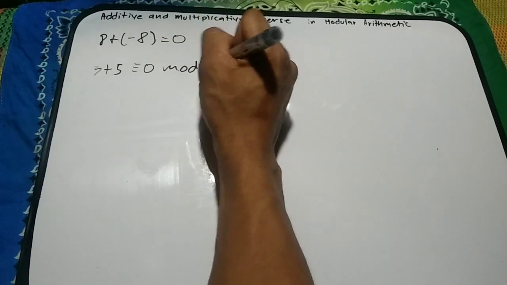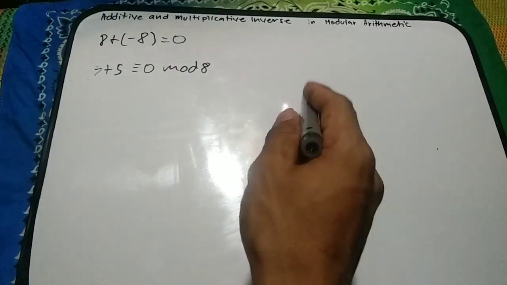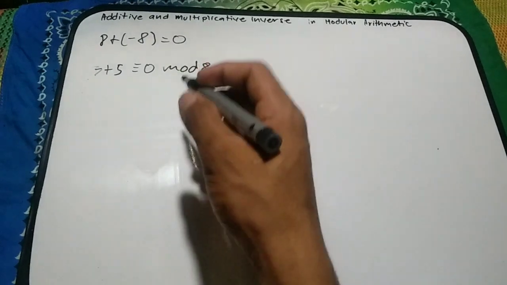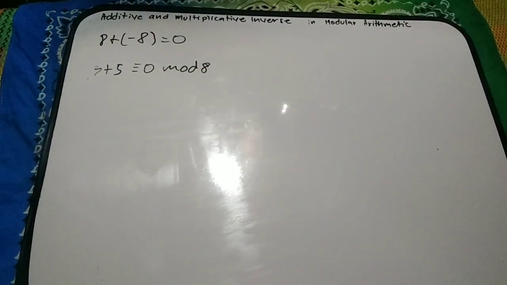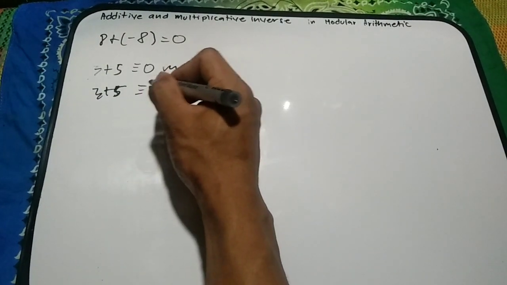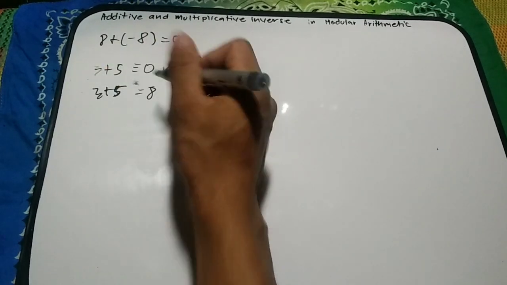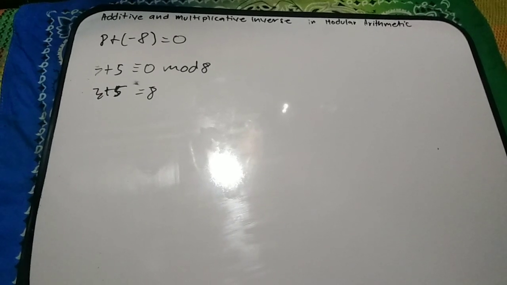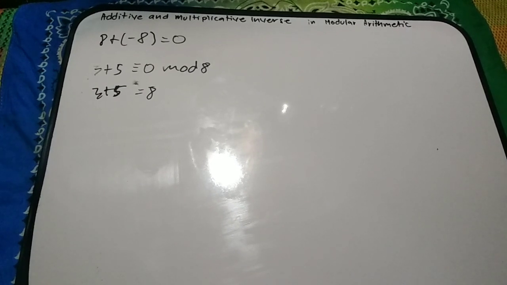Mod 8. Thus, in mod 8 arithmetic, 3 is the additive inverse of 5 and 5 is the additive inverse of 3. We consider only those whole numbers smaller than the modulus. Note that 3 plus 5 equals 8. The sum of a number and its additive inverse equals the modulus. Using this fact, we can easily find the additive inverse of a number for any modulus.